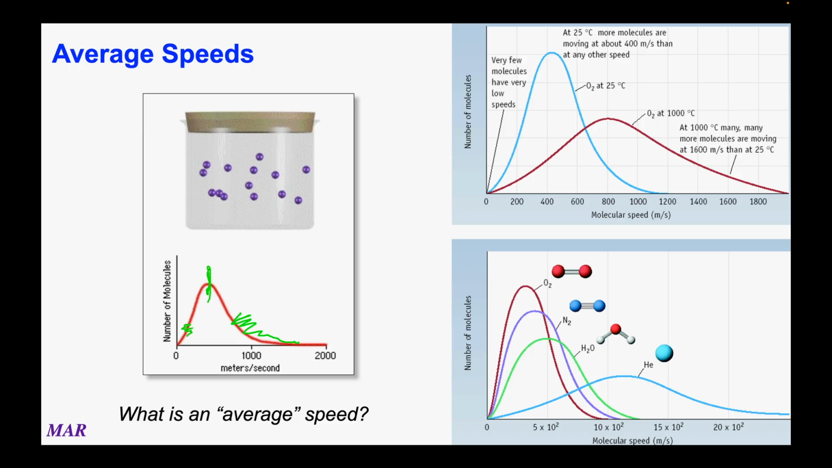Now, on the right-hand side, the top graph, you have two different temperatures, okay? 25 and 1,000 Celsius for O2. And the blue line right there is for the lower temperature. And most oxygen travels at that speed. We'll say it's 500 meters per second. That's the average speed for oxygen at 25. But when you increase the temperature, then the average speed is about right there. It's closer to 800 meters per second. So temperature goes up, the speed goes up.